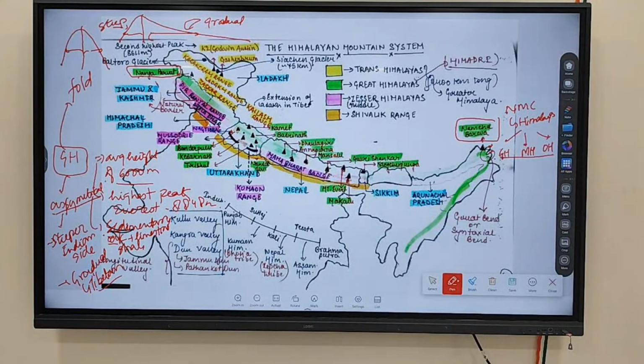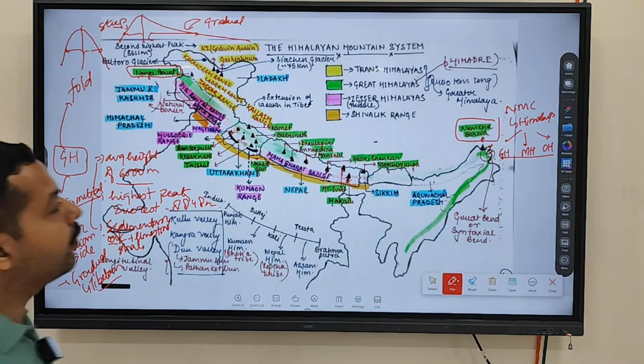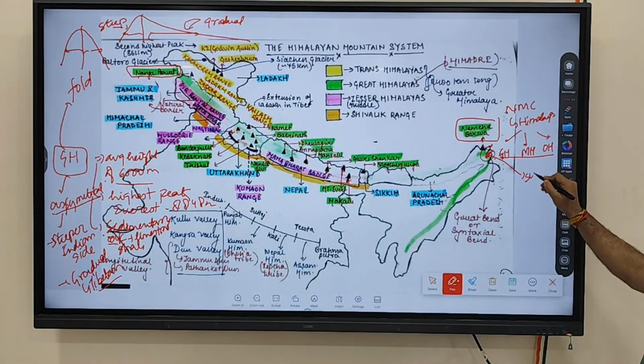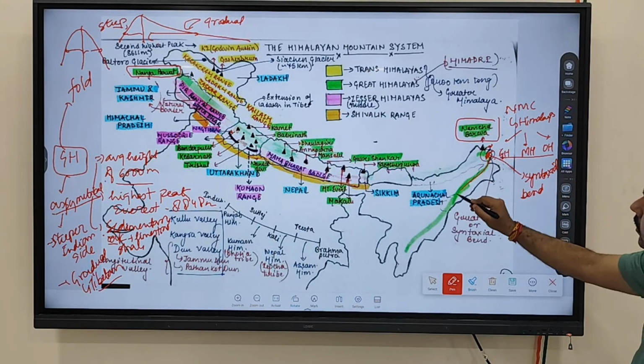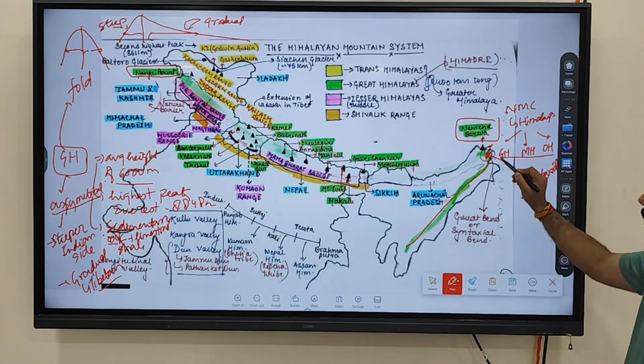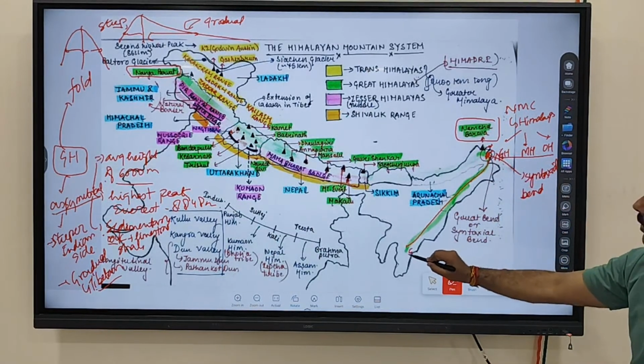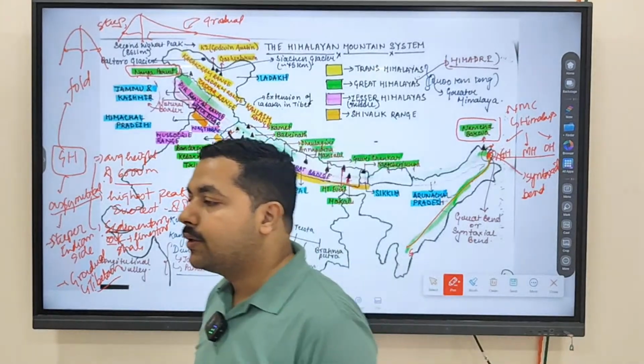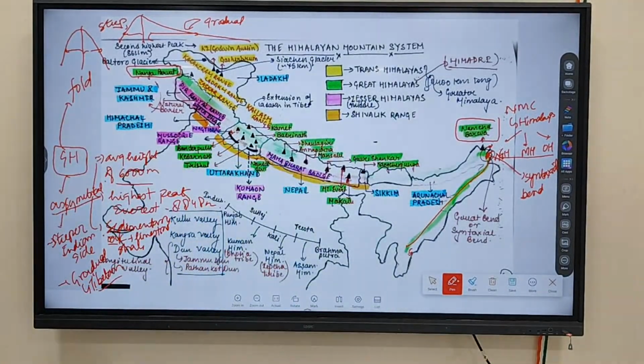Fine. And as we discussed, from here, this is called a syntaxial bend. From here, you see a sudden turn of the Himalayas in the north-south direction. Clear? So from this syntaxial bend, you see a sudden turn of the Himalayas in the north-south direction, which is referred to as the Purvanchal hills. Okay, clear?